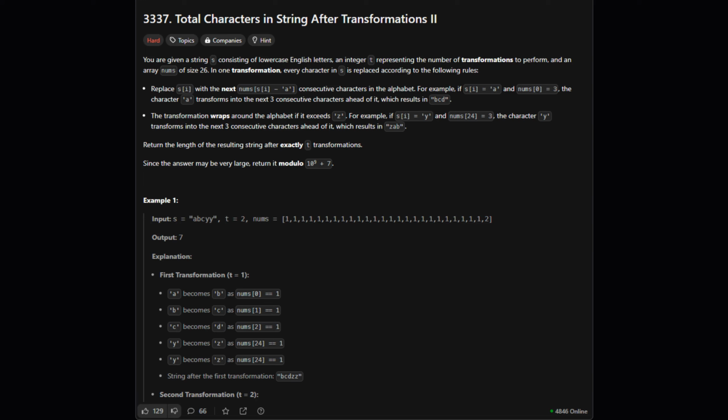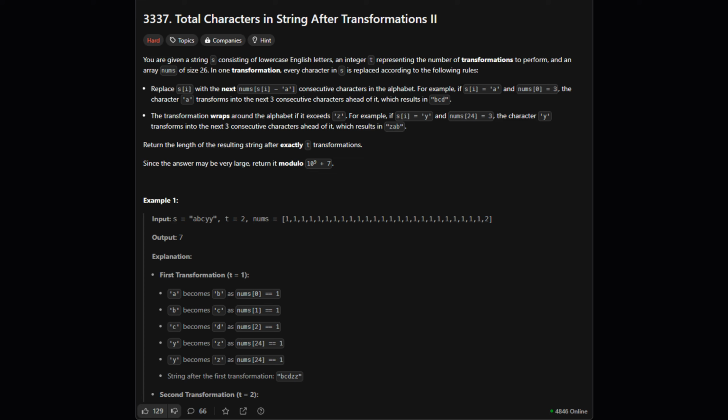So here's the problem description. We're given an initial string, let's call it s. We also get a number t, which tells us how many times we need to perform a transformation. And finally, there's a list of numbers, let's call it nums, which has 26 entries, one for each letter of the alphabet.